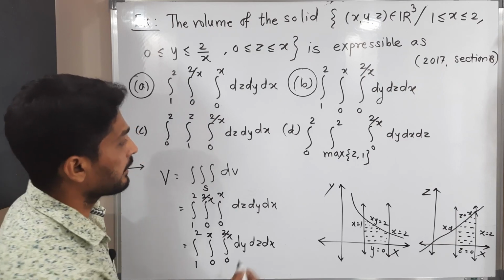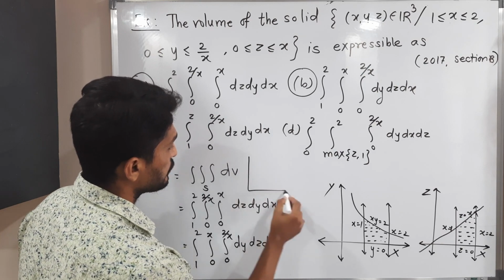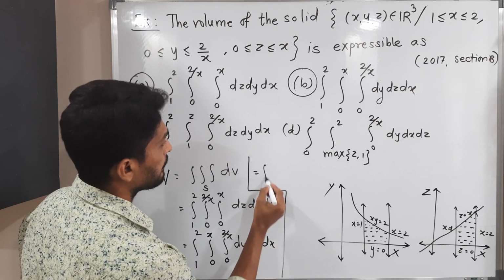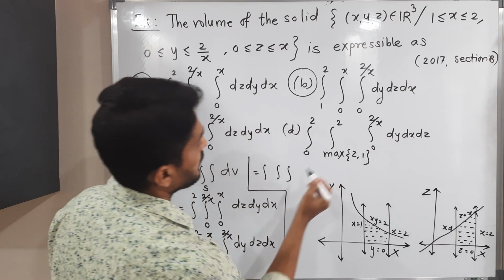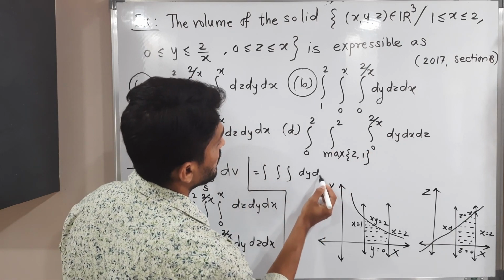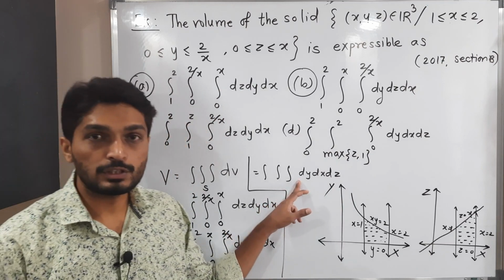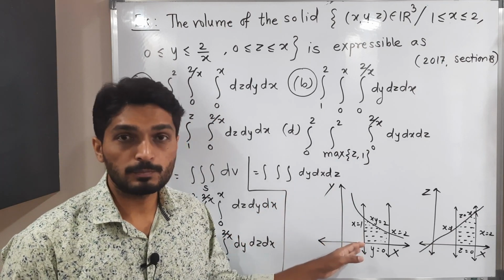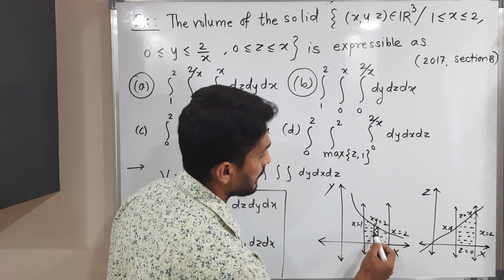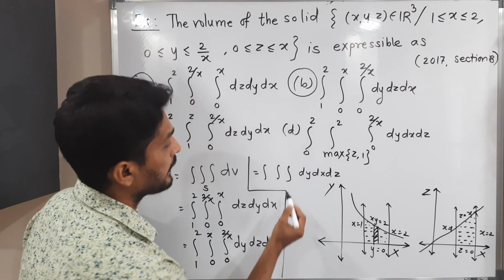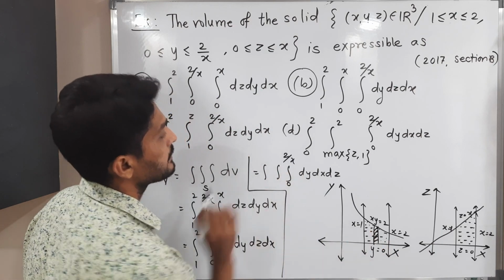Let us go further. If I write in this way, we have some space here, so let us use it. This is equal to the triple integration, now I'm writing dy dx dz. So now first integration with respect to y. If you draw a strip like this, I will draw it here this time, it is bounded below by y equals 0 and bounded above by y equals 2 by x.